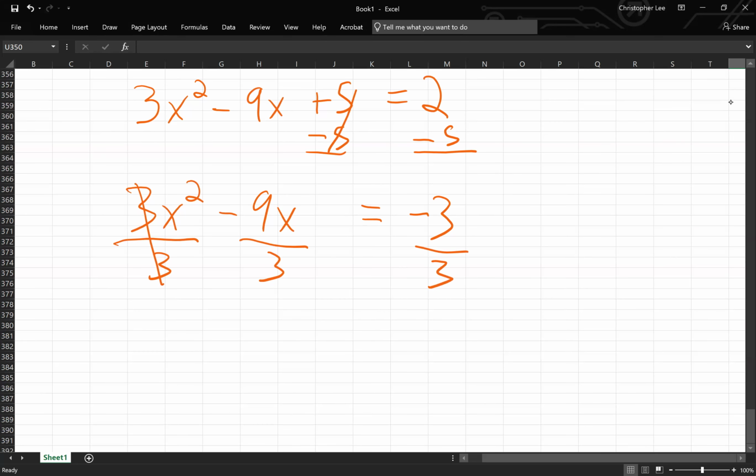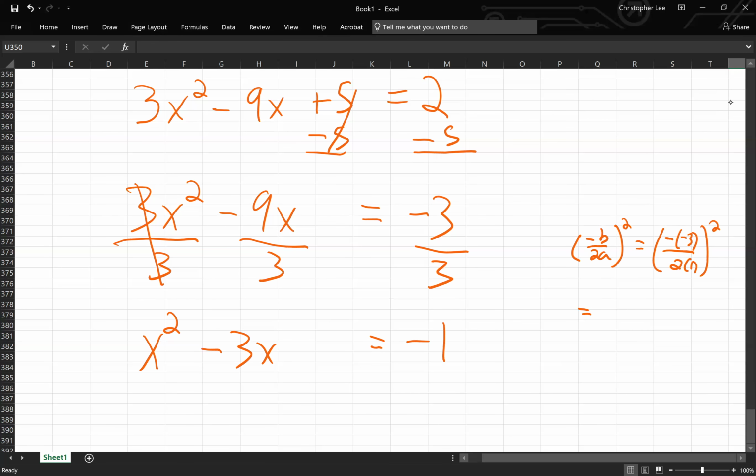So now I have what? X squared minus 3x equals negative 1. After that, you already know the magic formula. I got negative b over 2a. I'm going to square that, just plug it in. This is going to become negative of negative 3 divided by 2 times 1 squared. Let's just call that 3 over 2 squared. Let's call that 9 over 4.